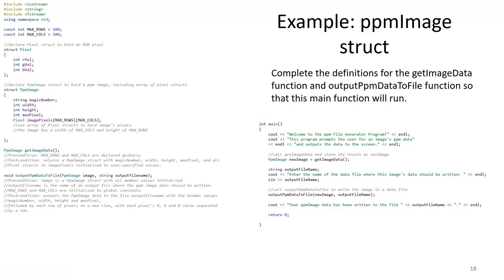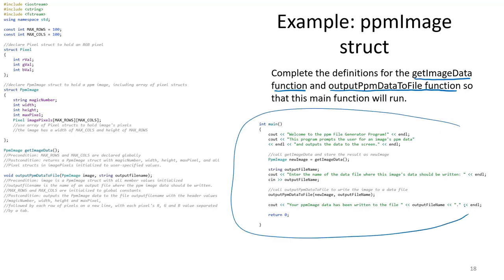All right, in our last example, we are practicing using structs. And in this example, our task is to complete function definitions for the getImageData function and the outputPpmData2File function so that our main function here will run. So you can see we've been provided with declarations for these functions.